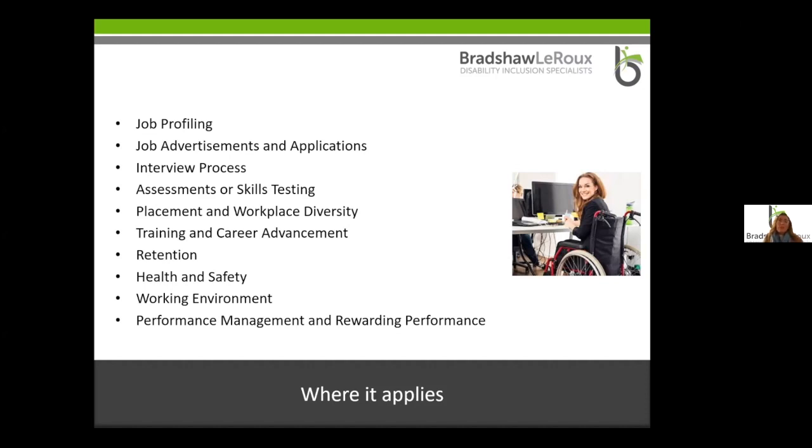That's where you turn to people like ourselves and you say, right, we're a little bit stuck. Our employee disclosed they've got a disability. They don't really know all the solutions in this case. Can we get some advice? And we will go in and look practically.